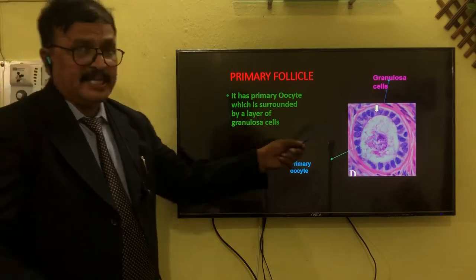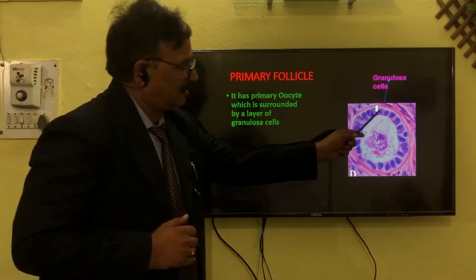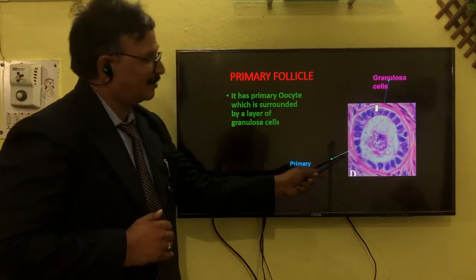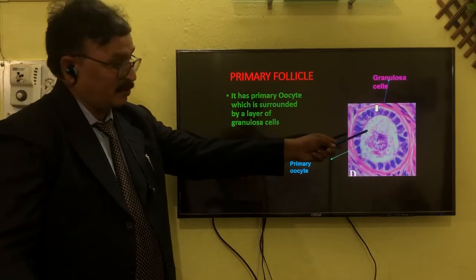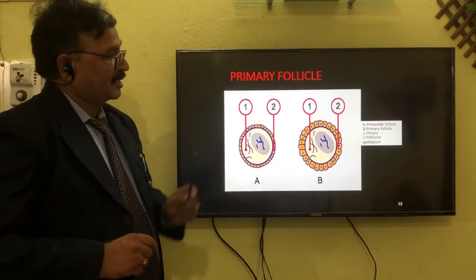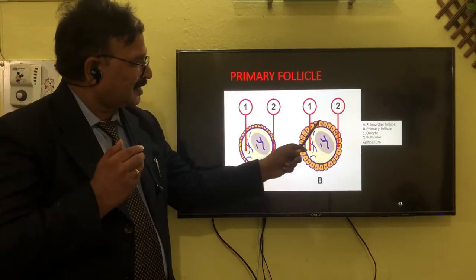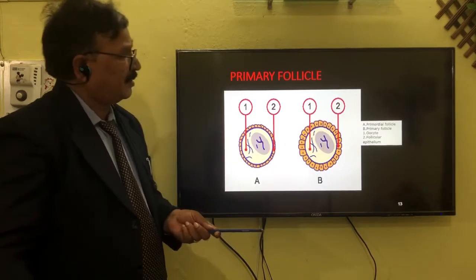here this is an original photograph of primary follicle. You see here, a single layer of granulosa cells. Now, it is original photograph. Now this is the picturized format, right? A single layer of granulosa cells, also known as a follicular epithelium.